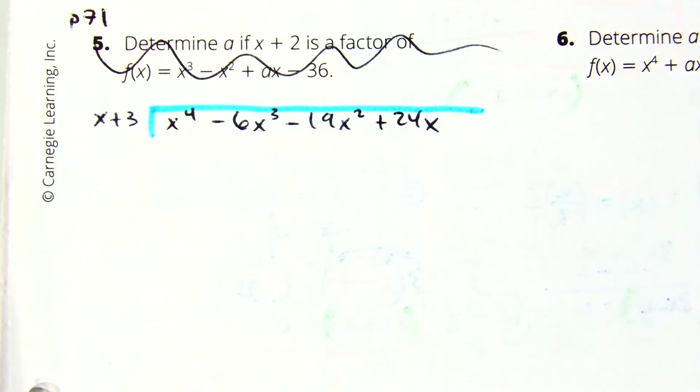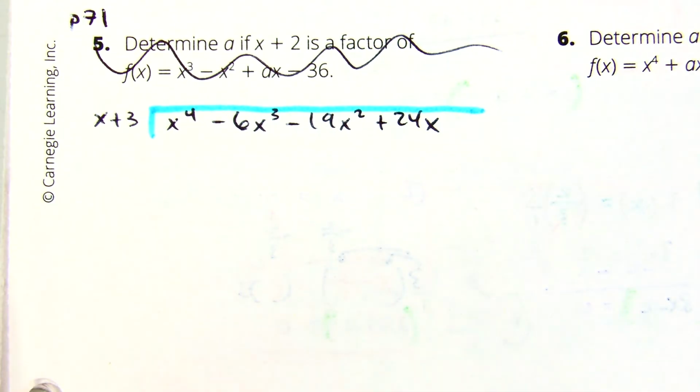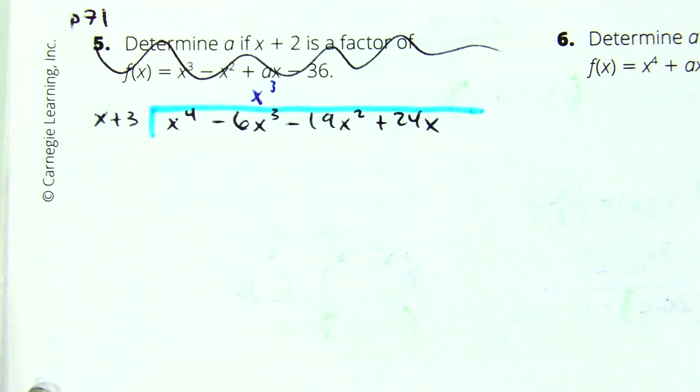Teresa, let's use long division. What's the first thing we need to do? Go ahead and divide. X to the 3 is correct. What do I do with this x to the 3rd, Casimiro?